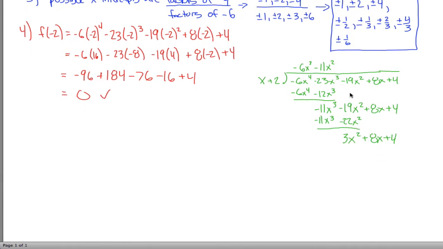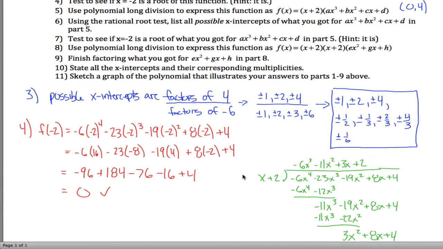Now I want to get rid of this 3x squared. Better put a 3x up here because 3x times x is 3x squared. 3x times 2 is 6x. If I subtract, these go away, and this leaves me with just 2x. So to get rid of this 2x, I'll put a 2 right here. 2 times x plus 2 gives me 2x plus 4. I get a 0. That's good. I better get a 0. I made a mistake. So what did it want me to do?